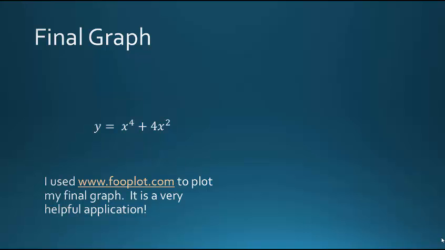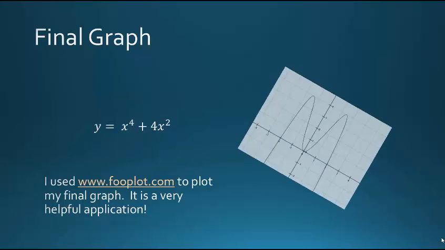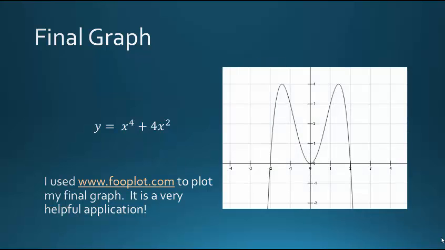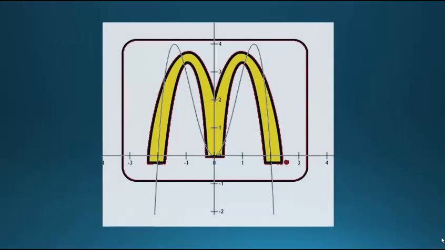Well, let's see what that gives us. I used fooplot.com to graph that equation, y equals negative x to the fourth plus 4x squared. And here we have something that looks pretty good. I think we've done all of our basic steps, and we have a graph that looks right. Now I've superimposed my graph over the original image, and I rather like what I've gotten. It's a good mimicking of McDonald's logo.